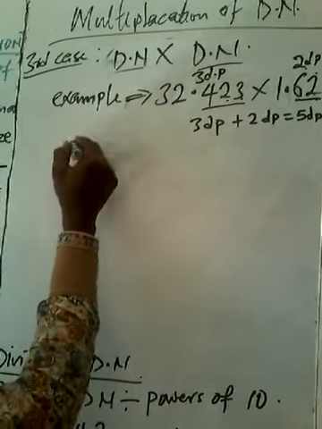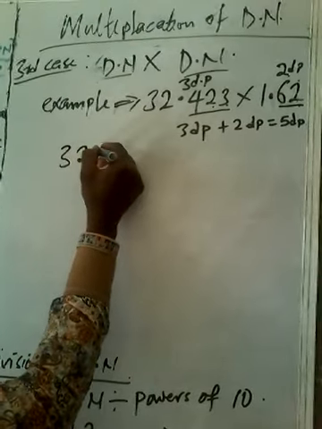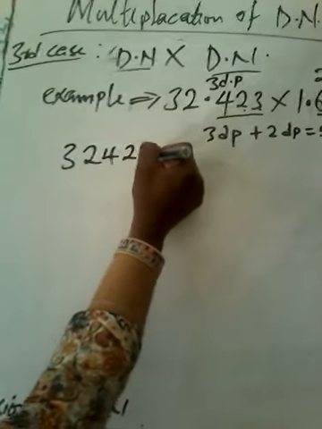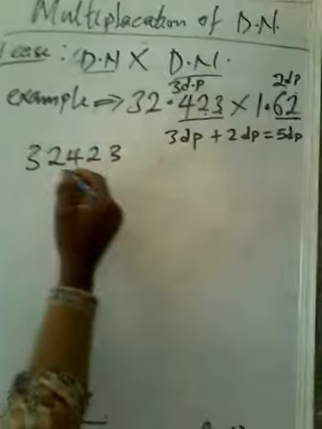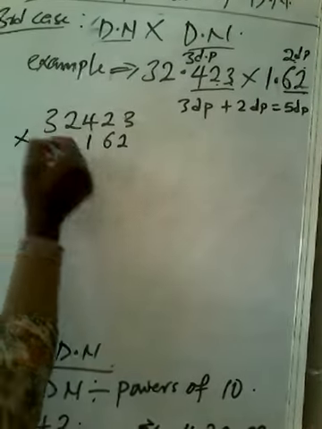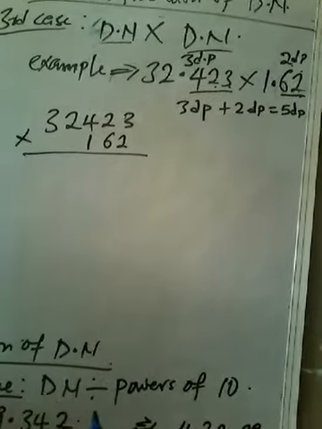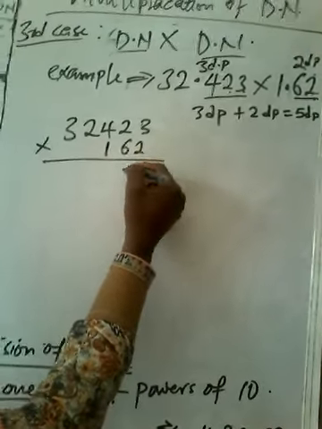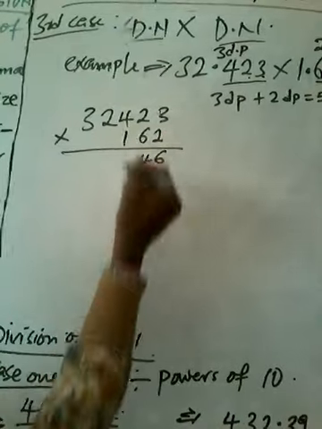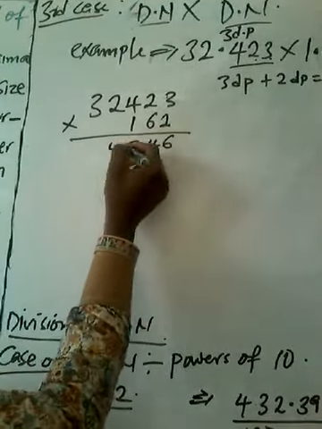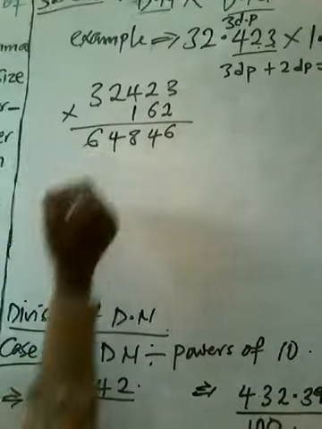Now write out the number 32423, ignoring the point totally. 162, also ignoring the point totally. Then multiply out normally. How do we do that? Very simple. 2 times 3 will give you 6. 2 times 2 is 4. 2 times 4 will give you 8. 2 times 2 is another 4. 2 times 3 is 6.